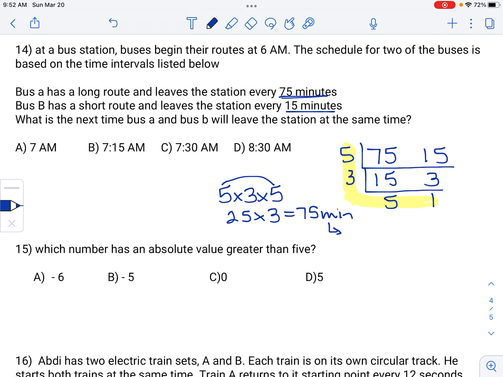75 minutes is the same thing as 60 minutes plus 15 minutes. And I'm breaking it up here because 60 minutes is 1 hour. Right? So 1 hour and 15 minutes later, they're going to meet again. So we have to add this time to the 6 a.m. So 6 a.m. plus an hour 15 takes us to 7:15 a.m.